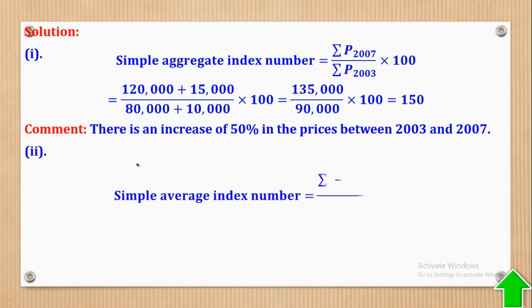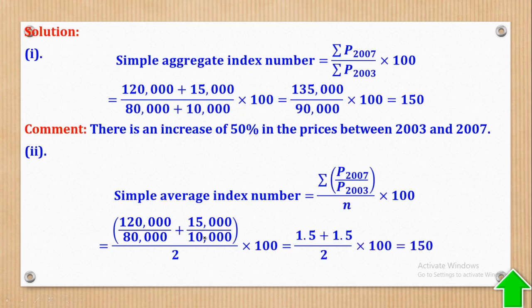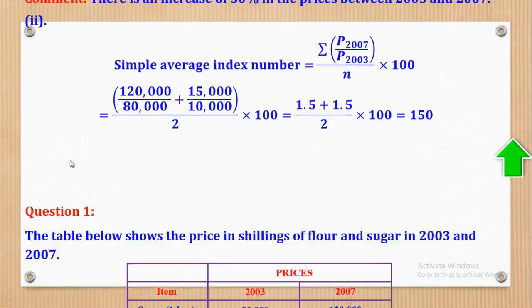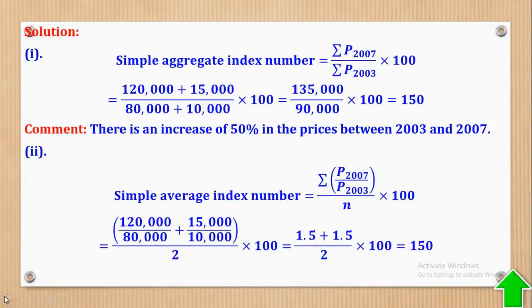Then they also ask for the simple average index number. Like I told you, for the simple average index number, you first get the ratio for all the items and sum them up. After that, you divide by the number of items put into consideration, and then multiply by 100. So for sugar it will be this over this, for flour it will be this over this. Then we sum them up. So for sugar it's that, for flour it is this. Then you add them.